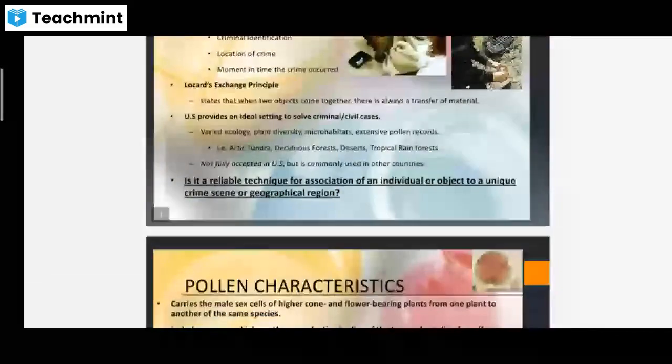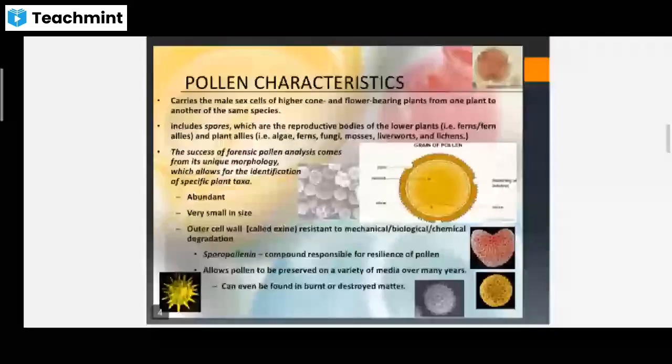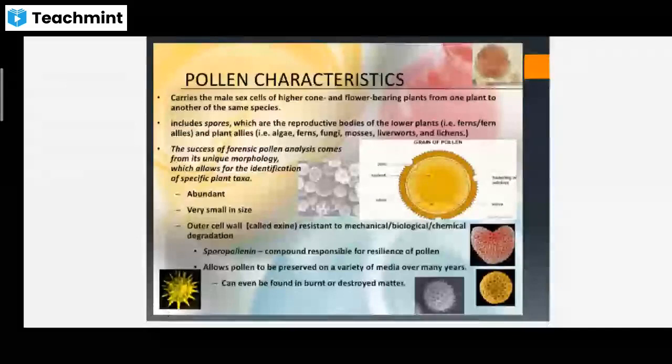Next is pollen characteristics. It carries the male sex cell of higher cone and flower bearing plants from one plant to another of the same species. It includes spores, which are the reproductive bodies of the lower plants and plant allies, that is algae, ferns, fungi, mosses, and lichens.